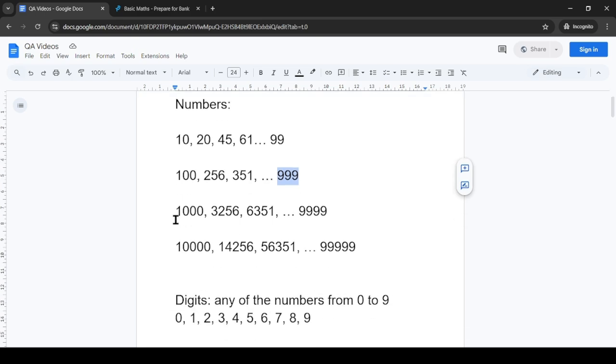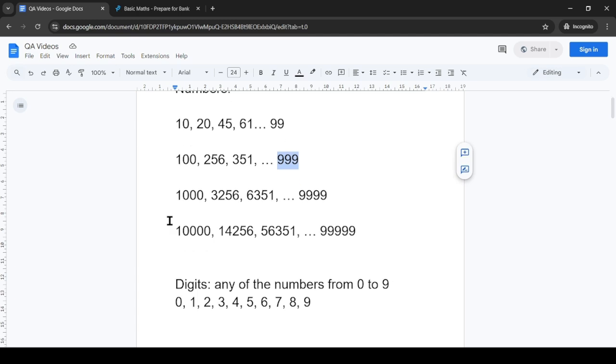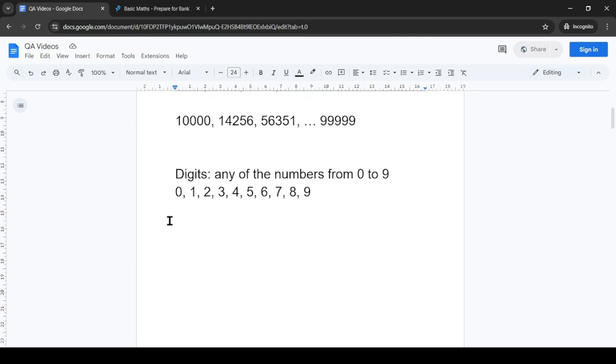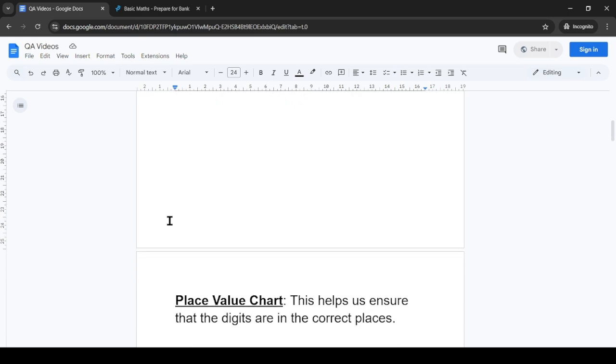Any number from 0 to 9, that is 0, 1, 2, 3, 4, 5, 6, 7, 8, 9, is called a digit, and when digits combine and repeat in multiple places, they form n digit numbers. So numbers and digits, I hope this is clear.